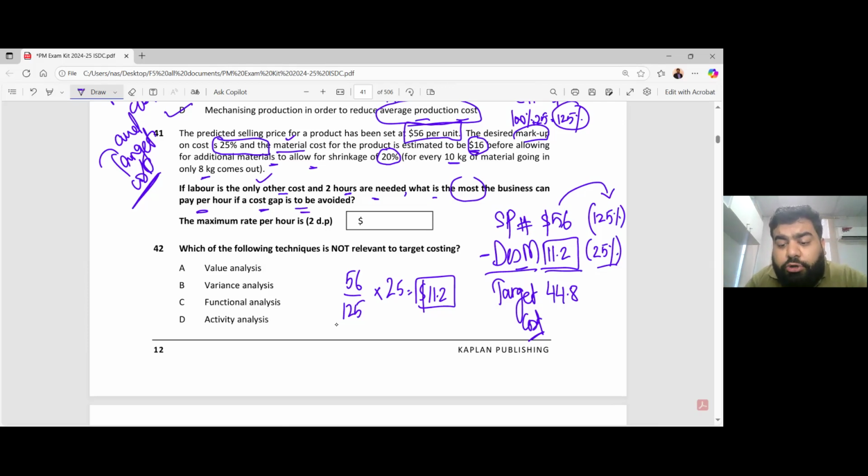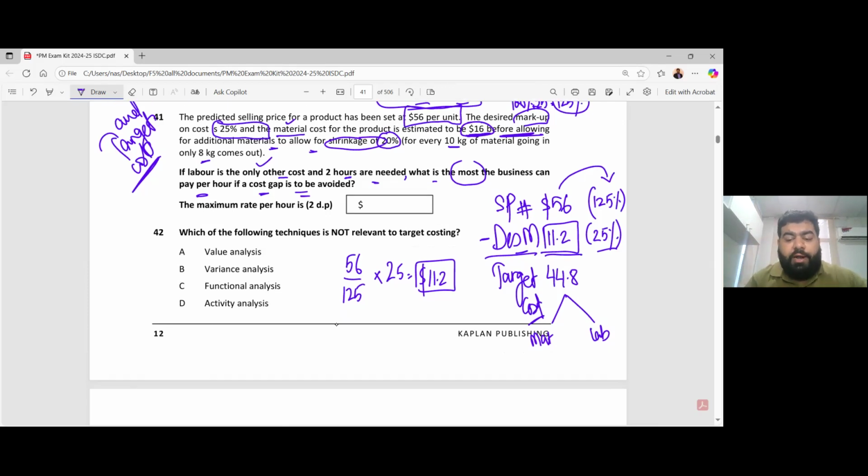So in this target cost, some cost is of material, some cost is of labor. Let us calculate the material cost. They are saying the material cost of the product is $16, but it's not that cost, that is the input cost. They're saying before allowing additional material for this shrinkage. Basically, we have to allow for shrinkage that we have not written here. I'm doing another working here.